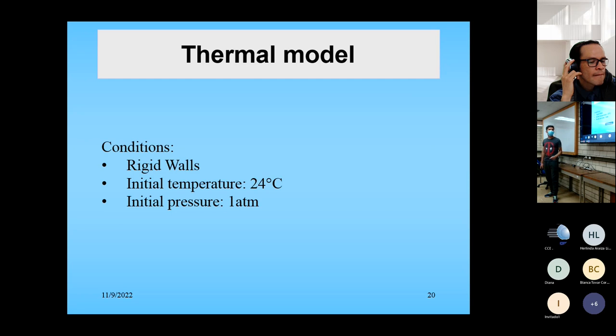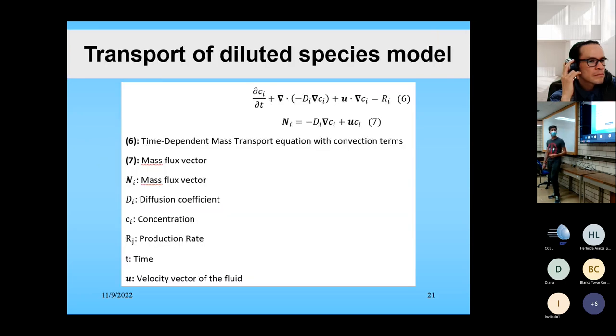For the thermal model, we considered rigid walls, again, with an initial temperature of 24 degrees Celsius and an initial pressure of 1 atmosphere. The transport of diluted species model used is the time-dependent mass transport equation, considering the effects of convection. Here we can see the mass flux vector, and D, the diffusion coefficients of the different chemical species involved in the reactions.